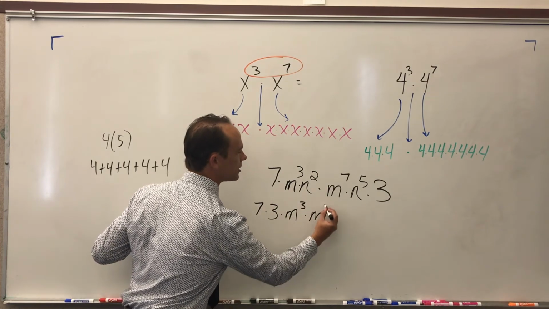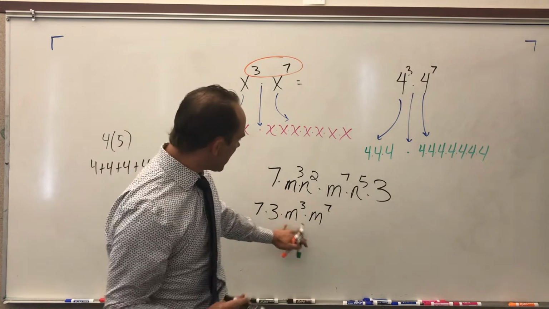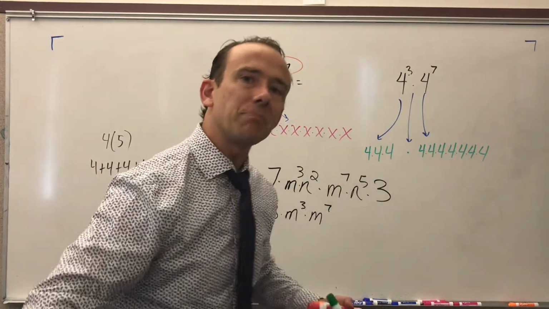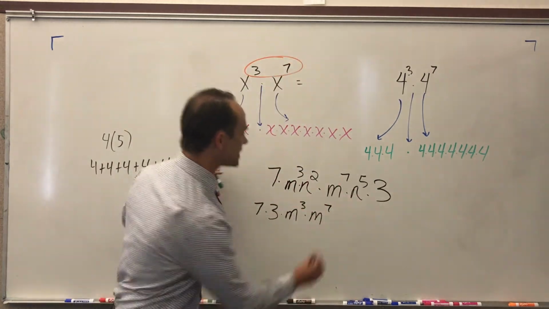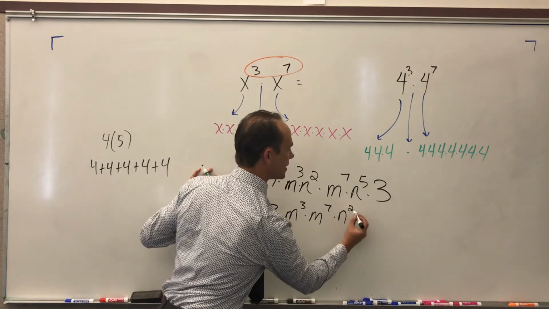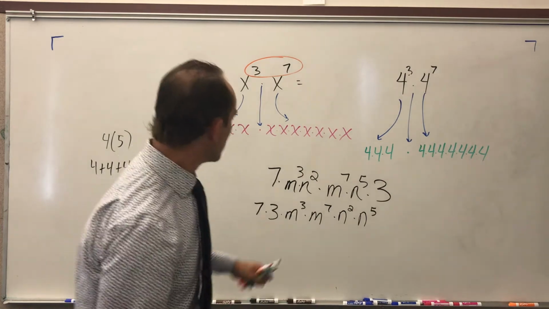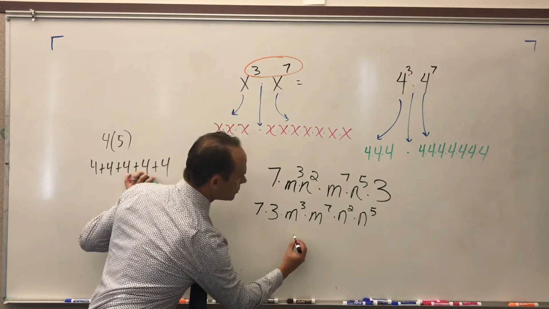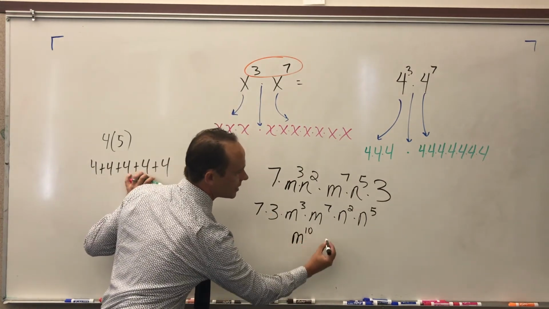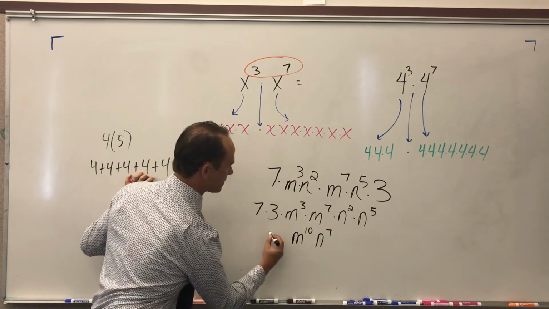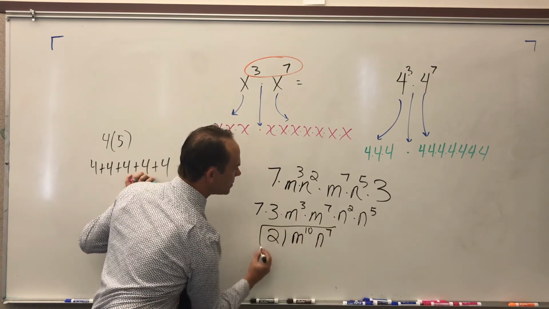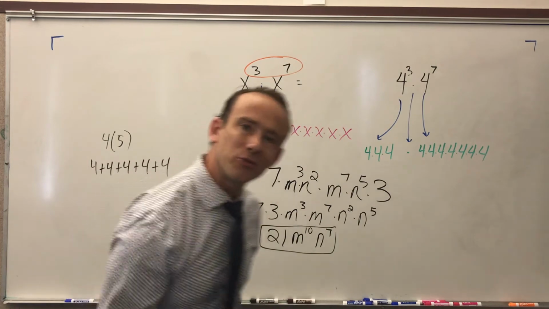But fundamentally, you want to look at the base, because that's the thing that's being multiplied. The exponent's the number of times you're going to multiply. And you got to ask yourself, which bases are the same? You see, so now you've got 10 m's and you've got 7 n's. Ain't that beautiful?